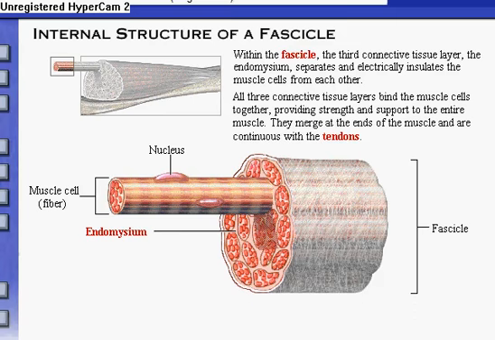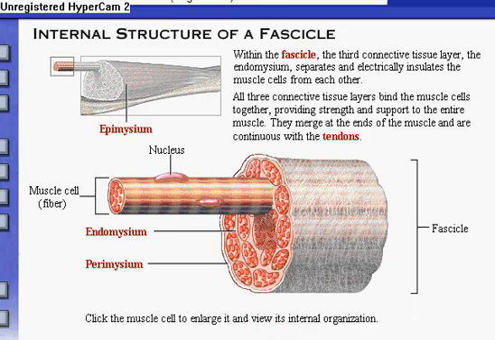All three connective tissue layers, the endomysium, the perimysium, and epimysium, bind the muscle cells together, providing strength and support to the entire muscle. The connective tissue layers merge at the ends of the muscle and are continuous with the tendons. To continue moving through the levels of skeletal muscle, click on the muscle cell to enlarge it and view.